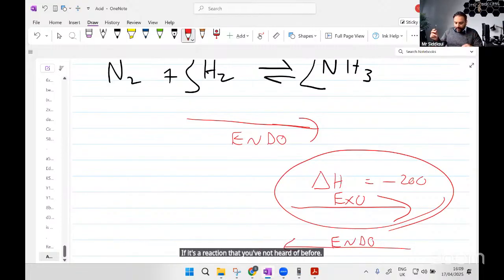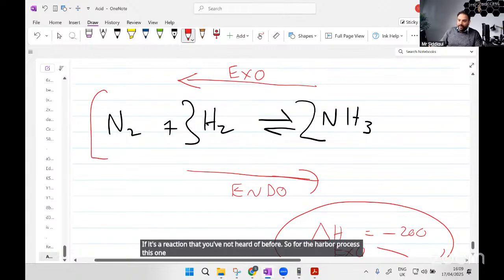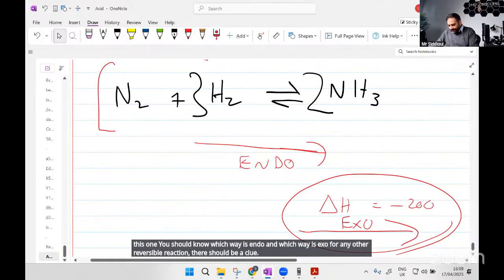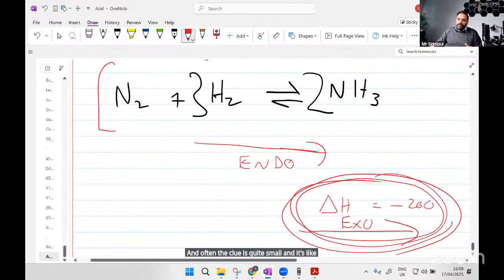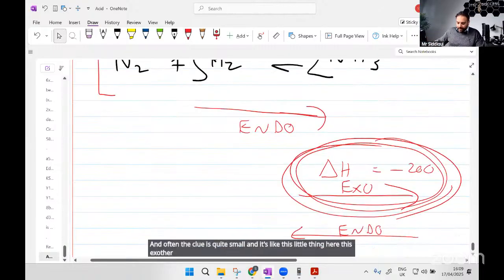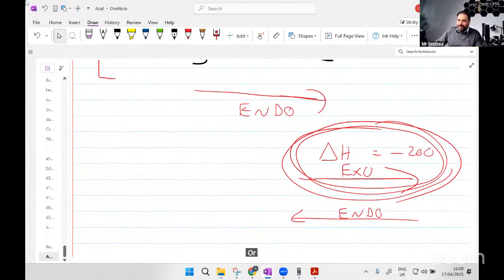So there's got to be a clue if it's a reaction that you've not heard of before. For the Haber process, you should know which way is endo and which way is exo. For any other reversible reaction, there should be a clue. Often the clue is quite small, like this little thing here. That's exothermic left to right, which means endothermic backwards. Or it's just going to explicitly be told to you. Right, is there anything else?